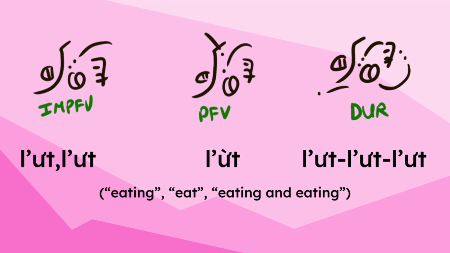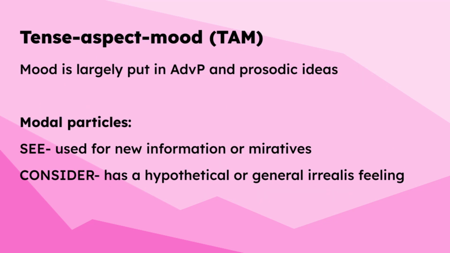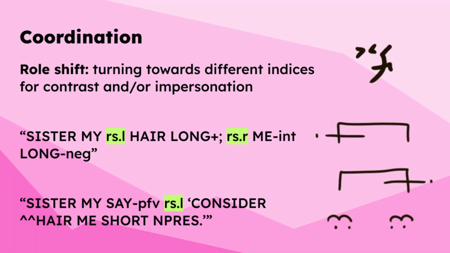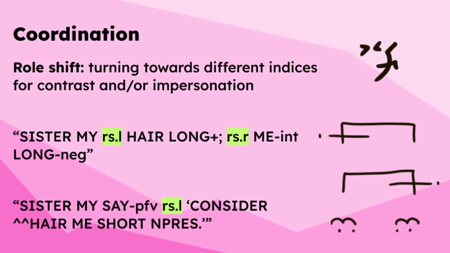This maps to reduplication in Tzasang. Mood is mostly indicated prosodically or through adverbs, though sentences can also start with functional particles like see or consider. Now that we've pretty clearly established the shapes of words, we can talk about how they go together in discourse. In sign languages, role shift involves shifting the torso and/or eye gaze to distinguish between different elements. This is useful for comparatives, describing one thing, shifting, and describing the other, as well as for quotation and impersonation.